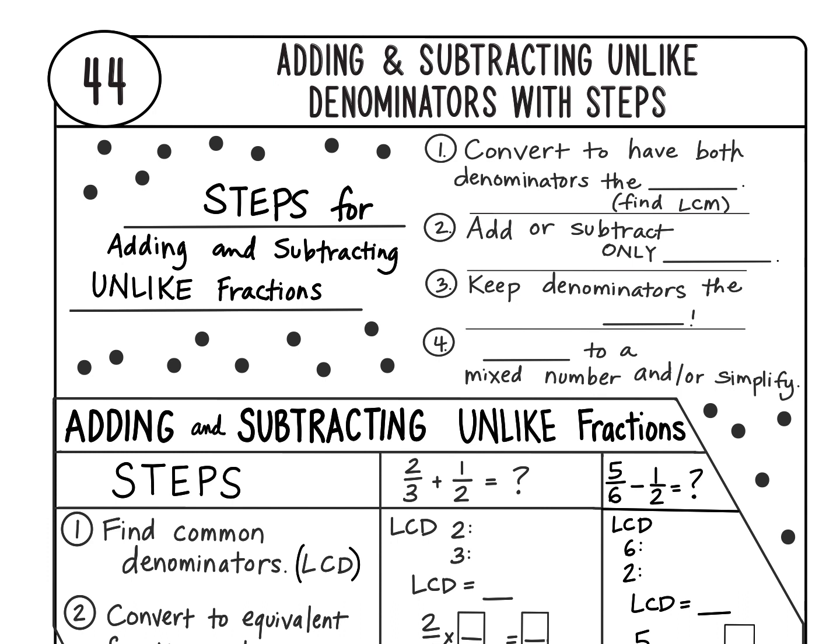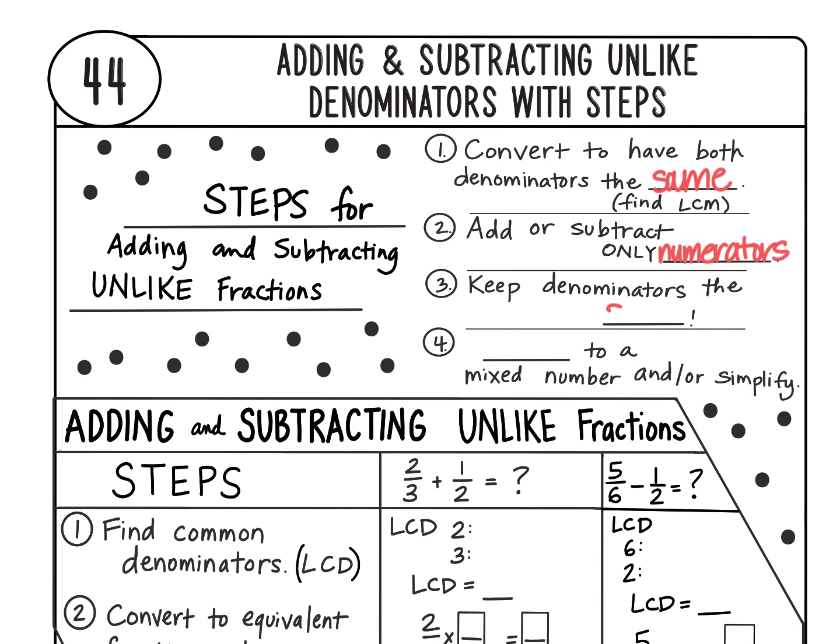Okay, steps for adding and subtracting unlike fractions. The first thing you need to do is to convert in order to have both denominators the same. So we're going to be looking for the LCM, which we also talked about yesterday, the least common multiple. Once you have the least common multiple, I will add or subtract only the numerators.